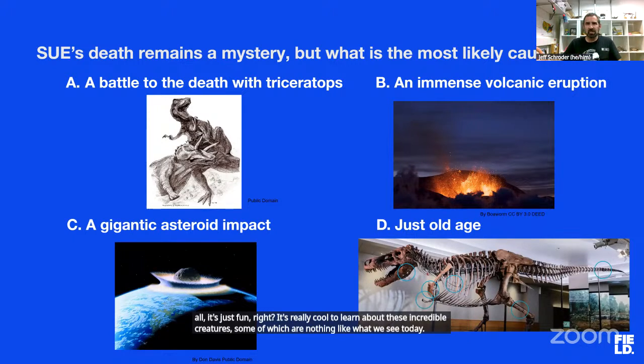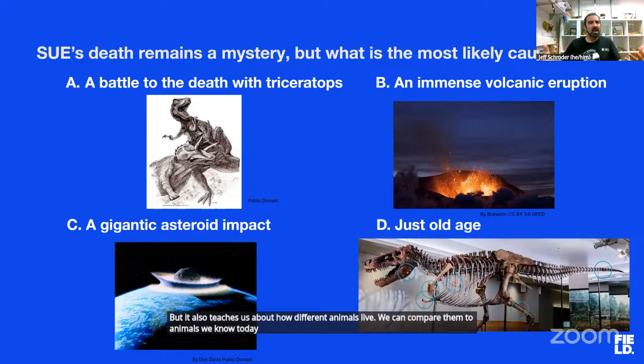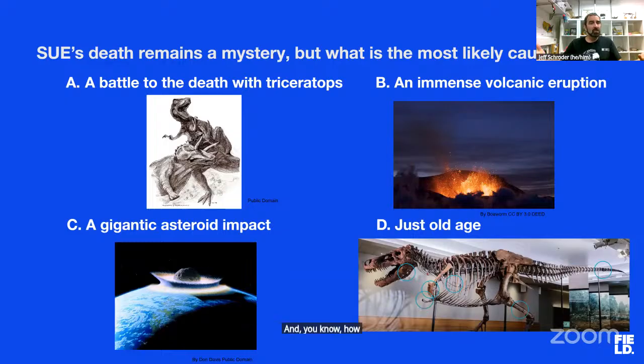But it also teaches us about how different animals live. We can compare them to animals we know today. We can learn about the habitat and the environment they lived in to see how the earth has changed and how the earth might change in the future, how it might affect all of us. So it's great to study them, just to know more about animals, our earth, our planet, and just to see all the cool things, the behaviors, the different features they might have had.